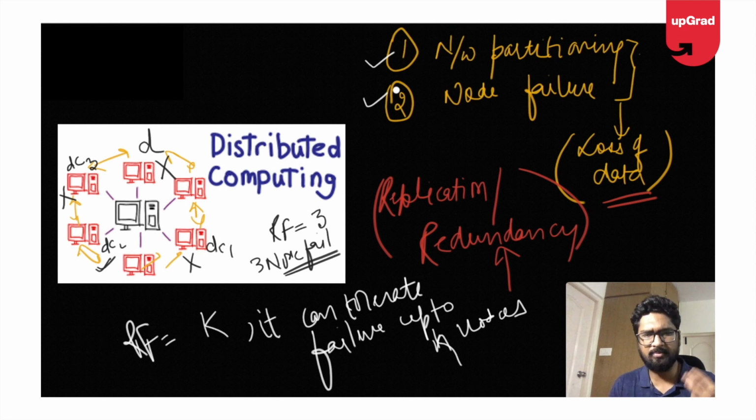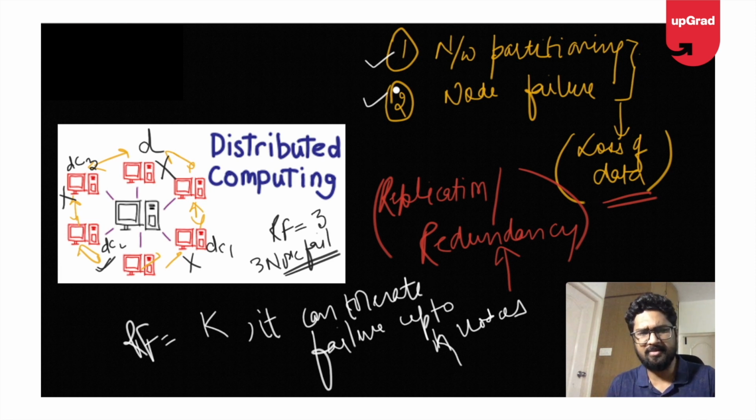So the more copies we can make, the more guarantee we can give to our customer that whatever happens, we will not lose your data. For example, if the replication factor is k, it means that it can tolerate the failure of up to k nodes. Okay, so this brought a lot of confidence in the people.